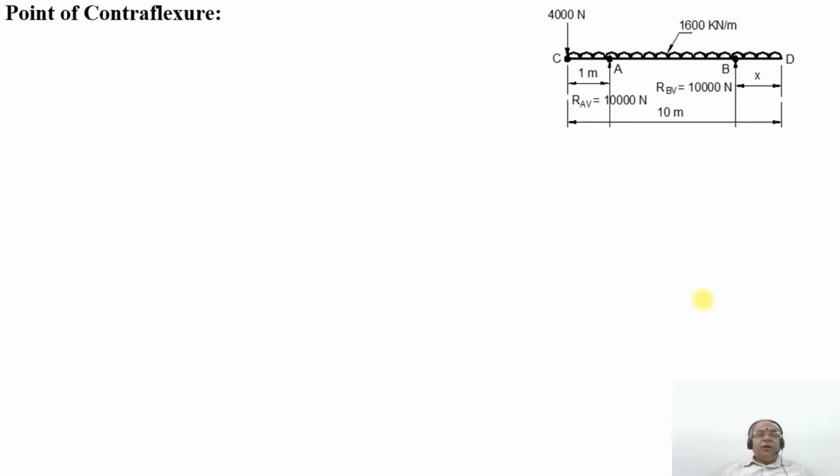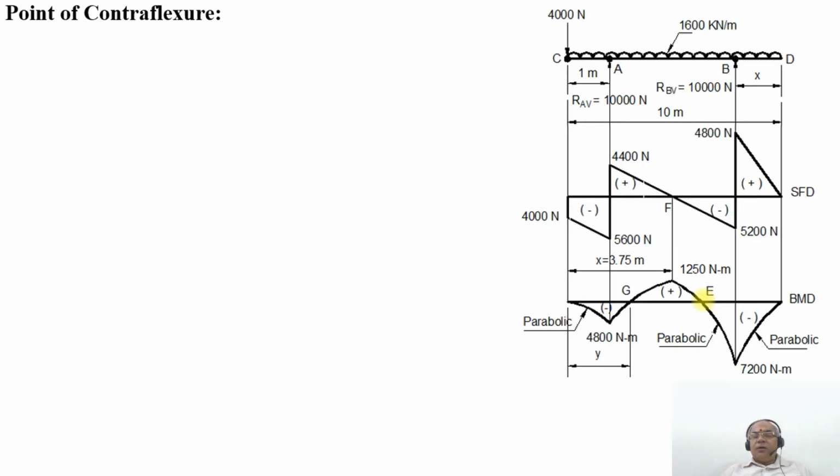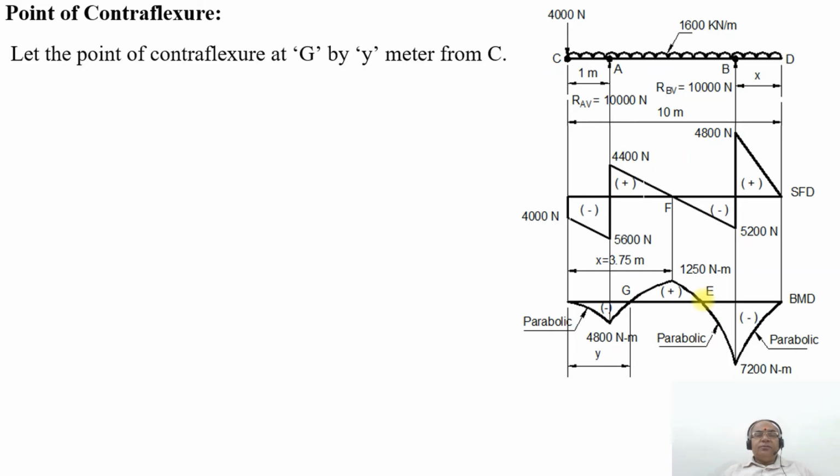Now we will get the point of contraflexure. What is the point of contraflexure? It is where the bending moment changes its sign from positive to negative. Let the point of contraflexure be G at y meters from C. So what will be that value? BM at G, where the bending moment changes its sign, naturally the value of the bending moment at the point G will be equal to 0.